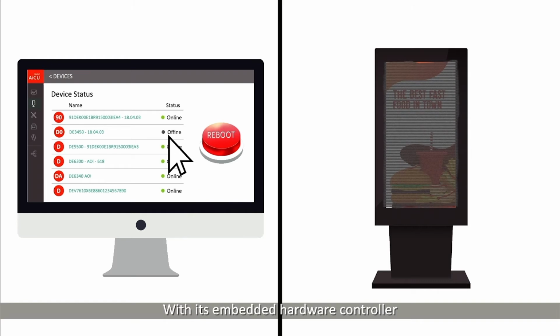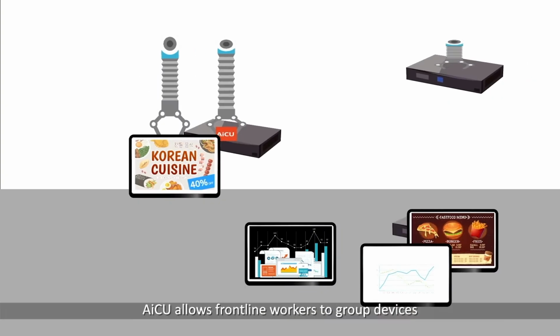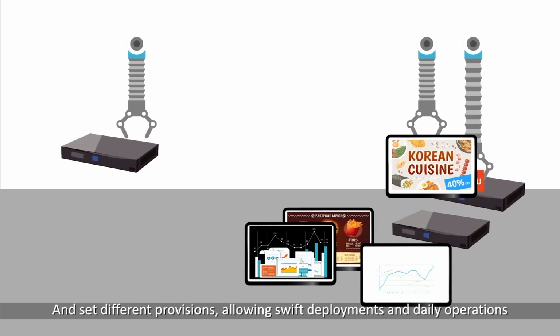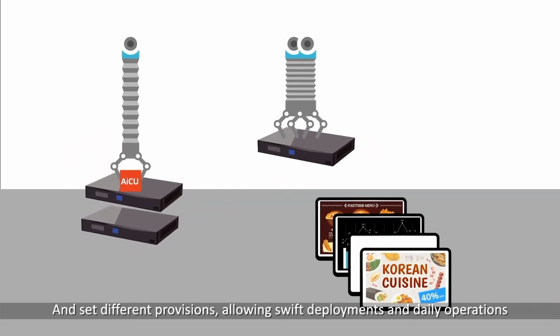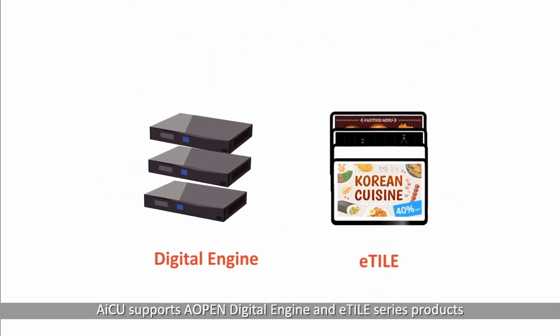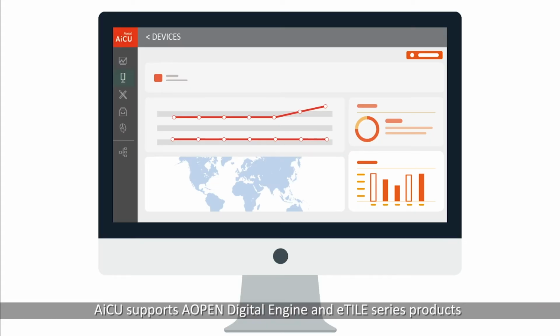With its embedded hardware controller and out-of-band connections, AiCU enables one-click device recovery. AiCU allows frontline workers to group devices and set different provisions, allowing swift deployments and daily operations. Updating systems and applications has never been easier. AiCU supports AOPEN Digital Engine and eTile series products.